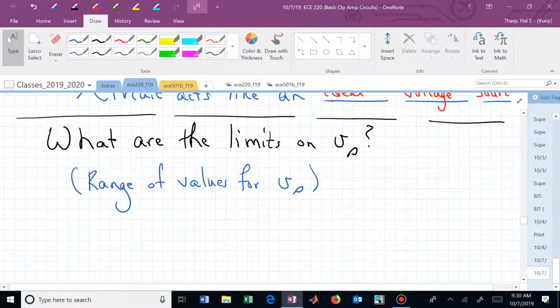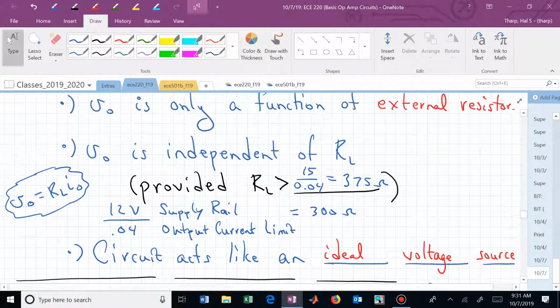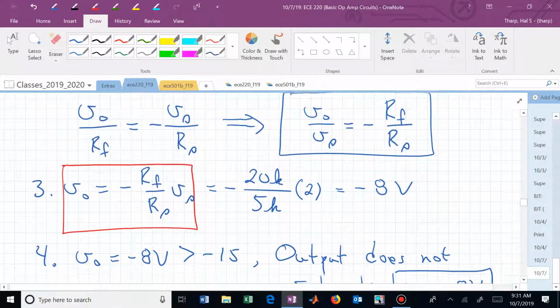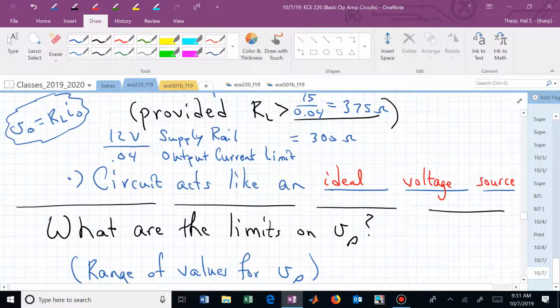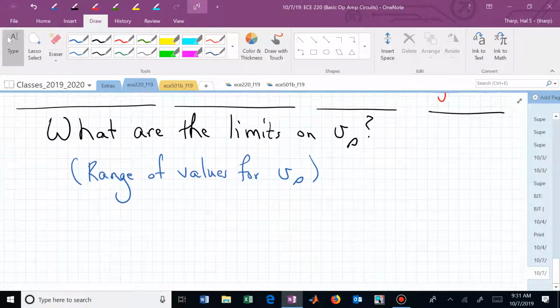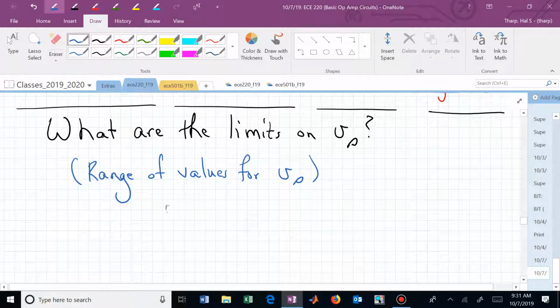What are the limits on V sub S in this particular case? How big could we go with the input voltage V sub S before we saturate? That's what I'm trying to establish here. What are the limits on V sub S? What's our output limited to be between? What's V sub 0's limit?